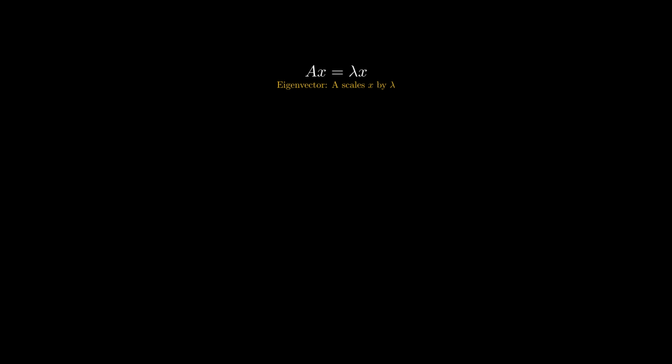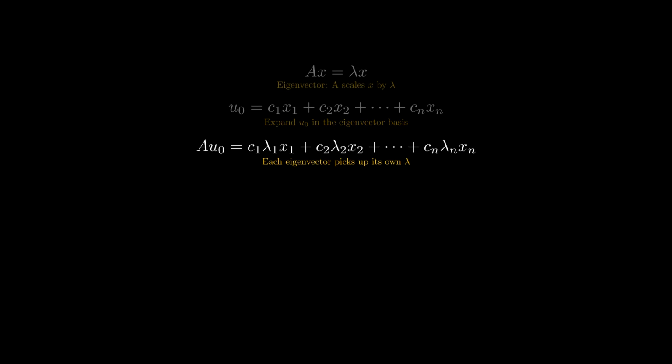So let's expand our starting vector u_0 in the eigenvector basis. u_0 = c1 x1 + c2 x2, and so on up to cn xn. Now apply A to both sides, because A x1 = lambda1 x1 and A x2 = lambda2 x2. Each eigenvector just picks up its own lambda. So A u_0 = c1 lambda1 x1 + c2 lambda2 x2, and so on.